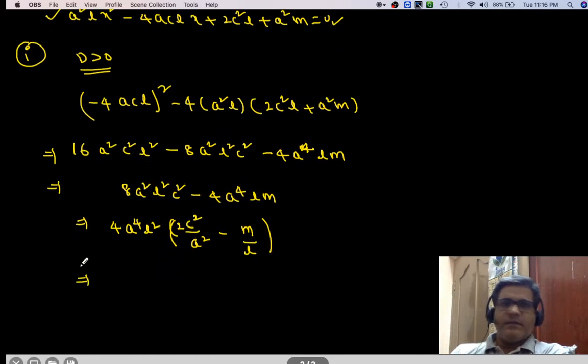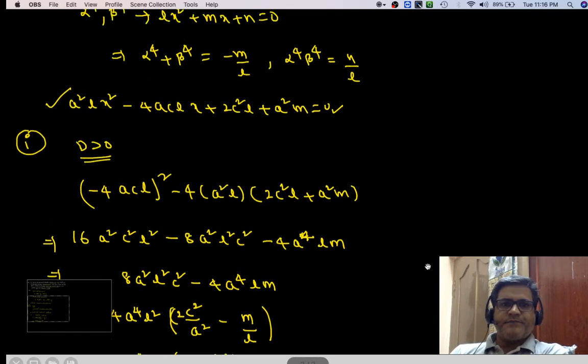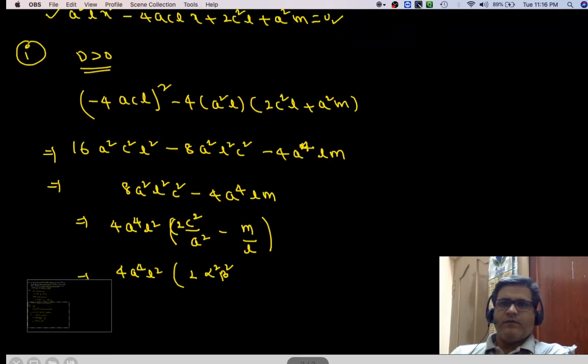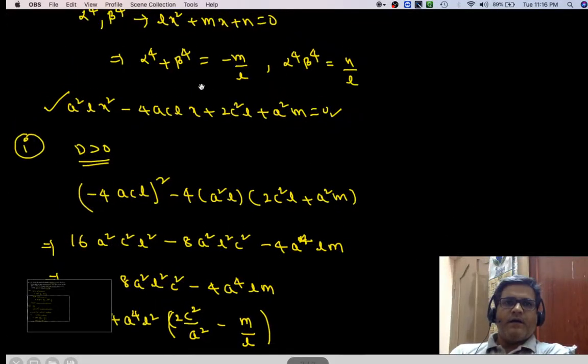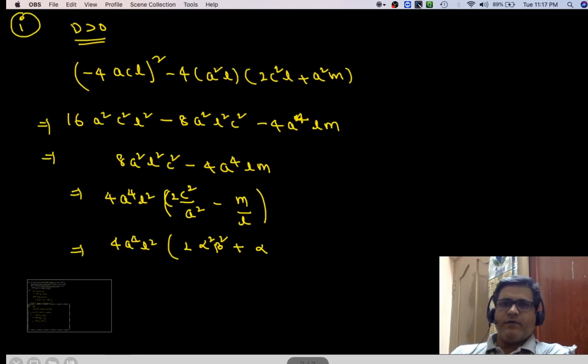So this implies 4a power 4 L square into 2 times, this is c by a, which is alpha beta, therefore c square by a square is alpha square beta square. Next here, minus m by l is alpha power 4 plus beta power 4. That's why you write this minus of m by l as plus of minus of m by l. Therefore minus of m by l is alpha power 4 plus beta power 4.